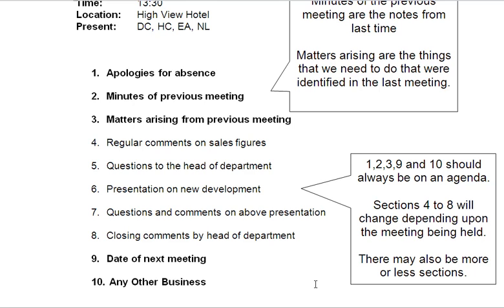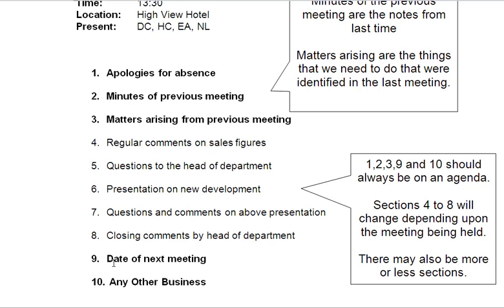Okay, now items 4 to 8, they can change from meeting to meeting. That's why they're not in bold. Okay, now ordinarily you would have all of your agenda items in plain font. Okay, these are highlighted here just to make sure that you know that they stay there. But 4 to 8, they change from meeting to meeting. Okay, that depends on what's going on there.